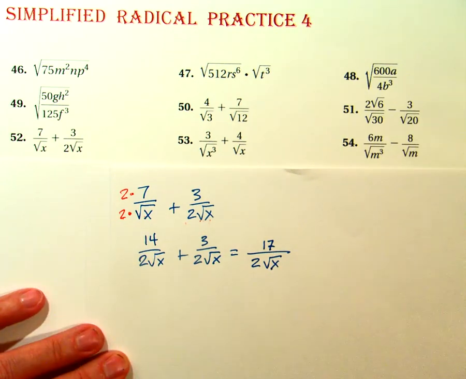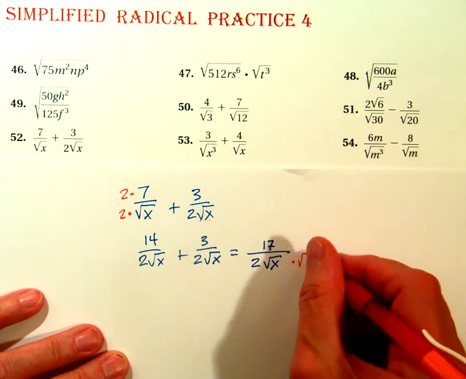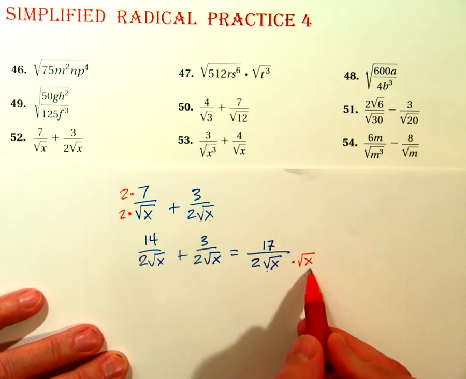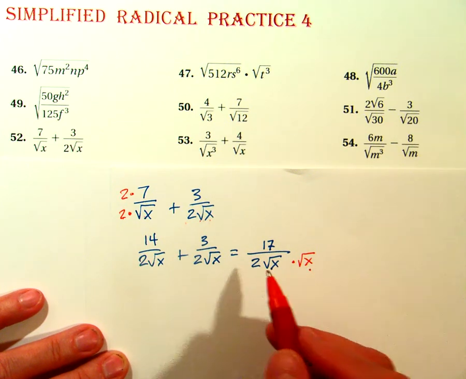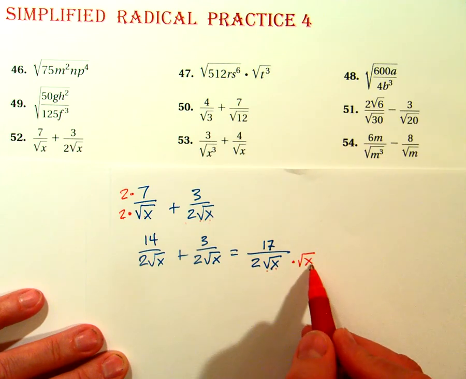Wait, I have an irrational denominator. I have to rationalize it. I want to multiply the denominator by the square root of x. I'll square it, unsquare it, square it, unsquare it, and that'll get me back to x, because the square root of x times the square root of x.